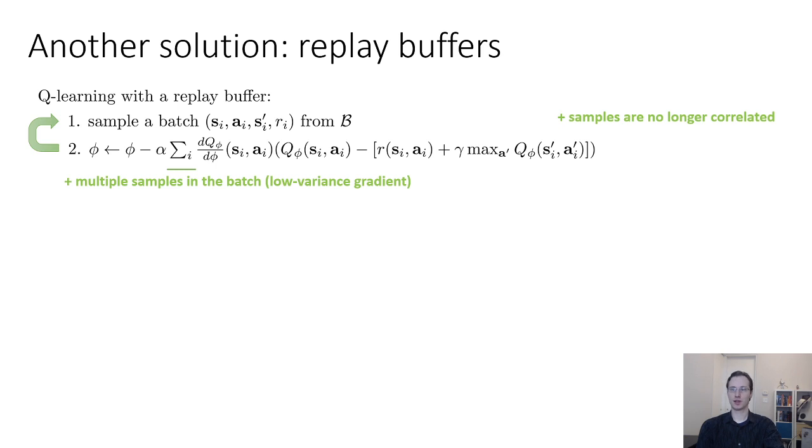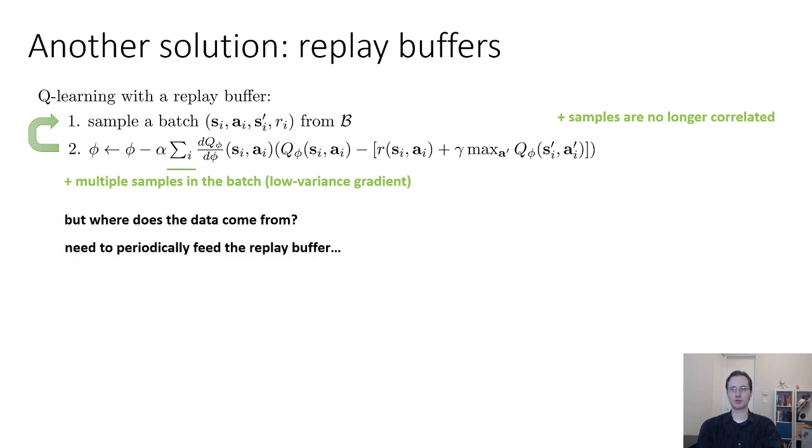So we have multiple samples in the batch, so we have a low variance gradient, and our samples are no longer correlated, which satisfy the assumptions of stochastic gradient methods. We still, unfortunately, don't have a real gradient, because we're not computing the derivative through this second term, but at least the samples are not correlated. So where will the data come from?